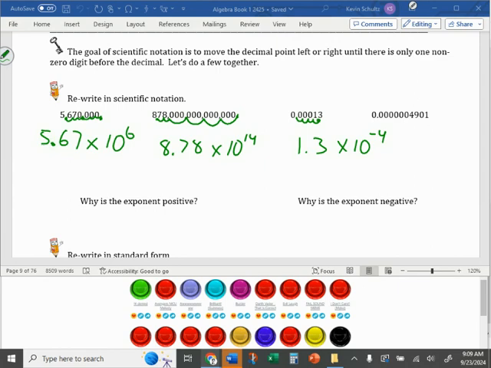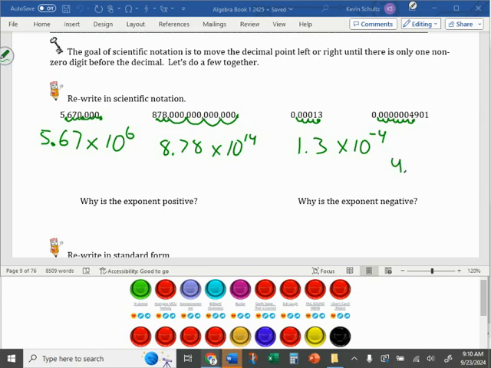Okay? That last one, which two numbers do we want the decimal between? The 1 and the... 0.000004901. Which two numbers do we want to move the decimal between, Lucas? 4 and 9. The 4 and the 9. Right? 1, 2, 3, 4, 5, 6, 7. The unfortunate part about small numbers is we don't use commas. So you kind of have to count each zero individually there.